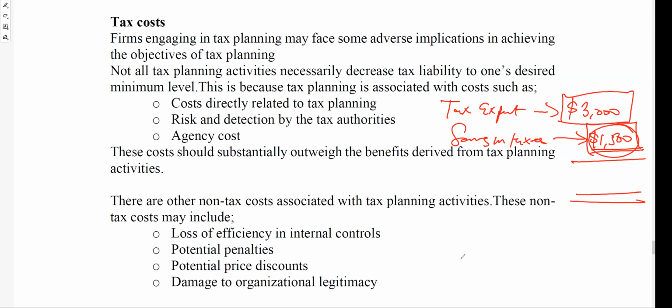Did you lose or you gained? You lost. You lost 1,500 without noticing. And this is the problem.